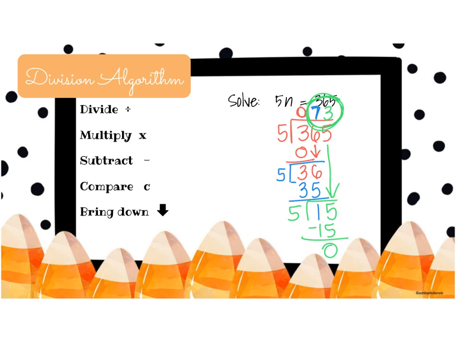So here's how I did it in my head, because you can do it in your head. 5 times what gives you an answer close to 36? I know 5 times 7 is 35. I have 1 left over. So if I just tack that 1 on to 5, it makes it 15. 5 I know goes in 15 3 times, so it would be 73.